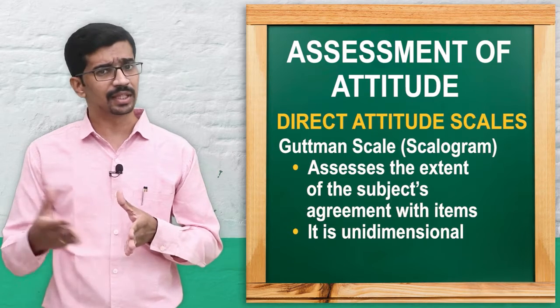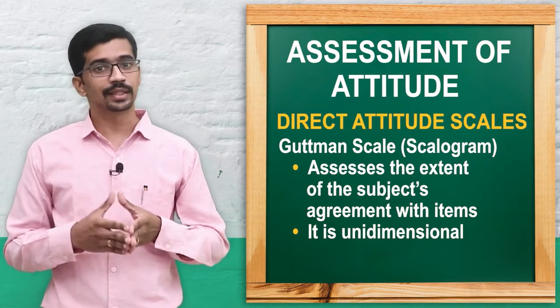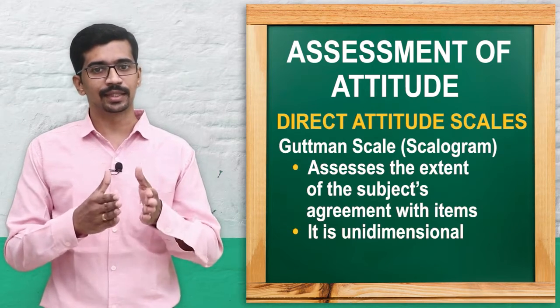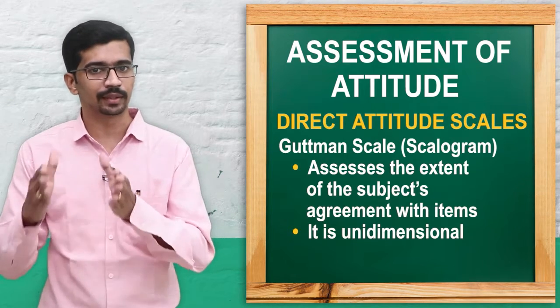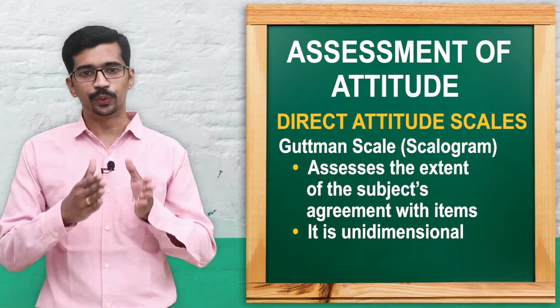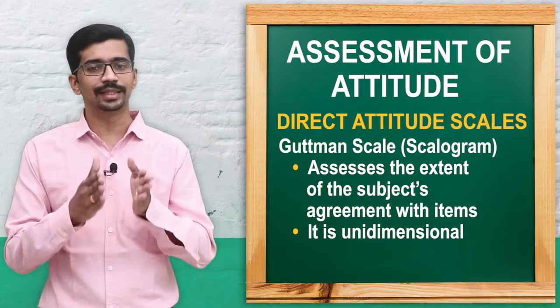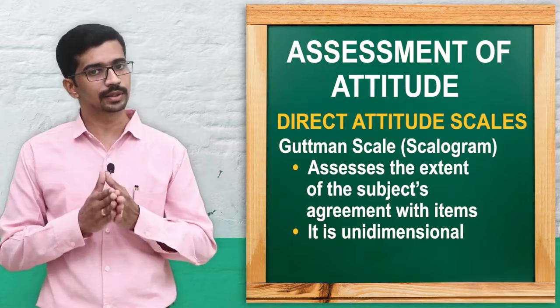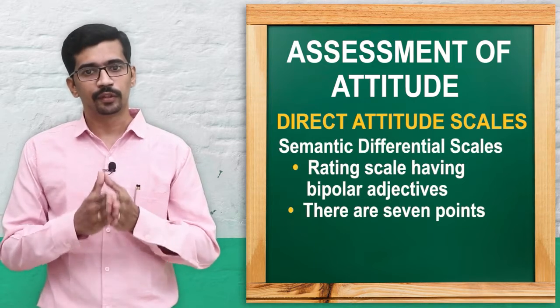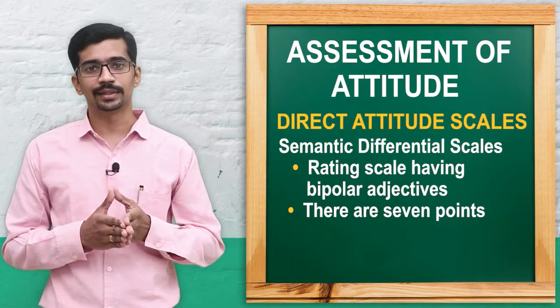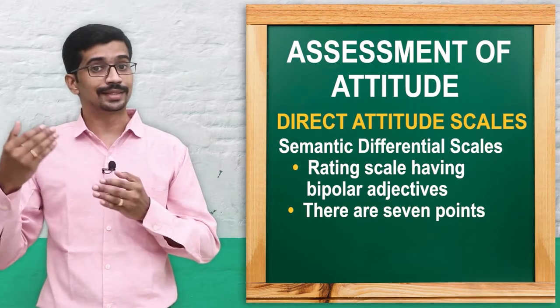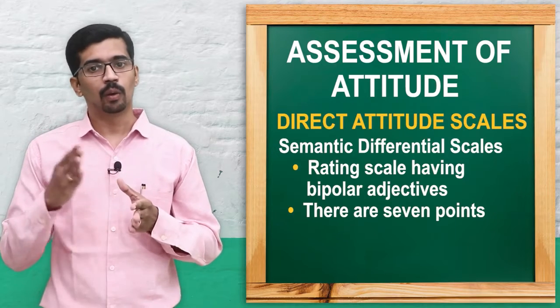Coming to another scale, the Guttman scale, otherwise termed a scalogram. In this scale, we usually assess the agreement of a person towards a certain attitude, and it is unidimensional, meaning a single variable or single domain is assessed. Coming to the fourth important scale, the semantic differential scale, which is given by Osgood.